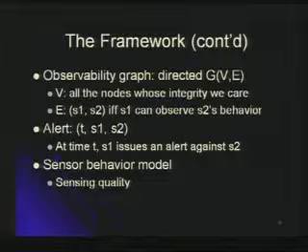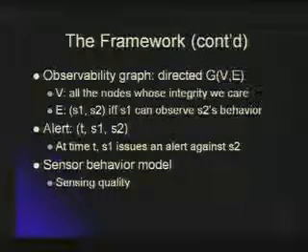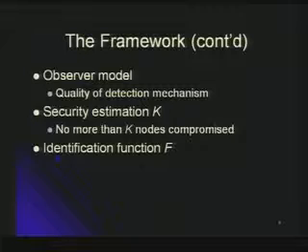And note that a sensor may not be perfect. Even though a sensor is not compromised, maybe because of the accuracy of the sensor, it may not always report 100% accurate information. So here we use a sensor behavior model to model the sensing quality of a sensor node. Similarly, we depend on detection mechanisms, and the detection mechanism may not be perfect. It may also make some mistakes from time to time, even though nothing is wrong with the system. So we use an observer model to model the possibility that the detection mechanism gives you a wrong answer.